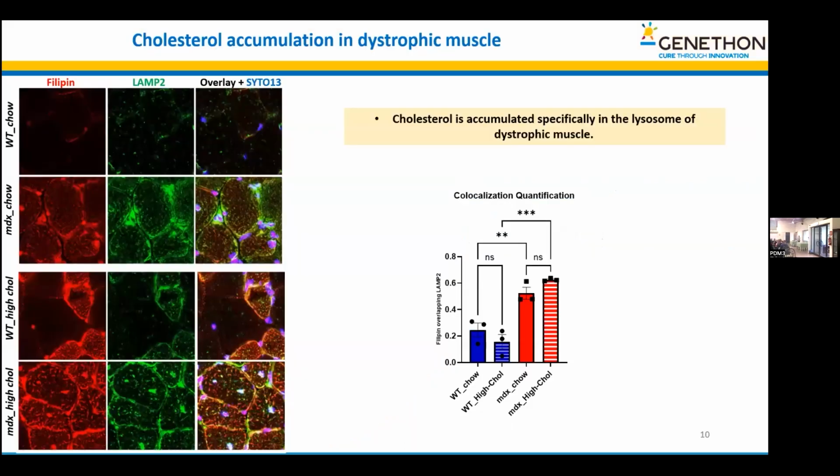In fact, what we found was a specific accumulation of cholesterol within the lysosomal lumen. What we checked here was filipin staining for cholesterol with LAMP2, which is a common marker for lysosomes. We can see a very high colocalization between cholesterol and lysosomes, but only in the MDX. For instance, in the wild-type mice fed the high-cholesterol diet, there is cholesterol accumulation in some fibers, but it's not going into the lysosome.